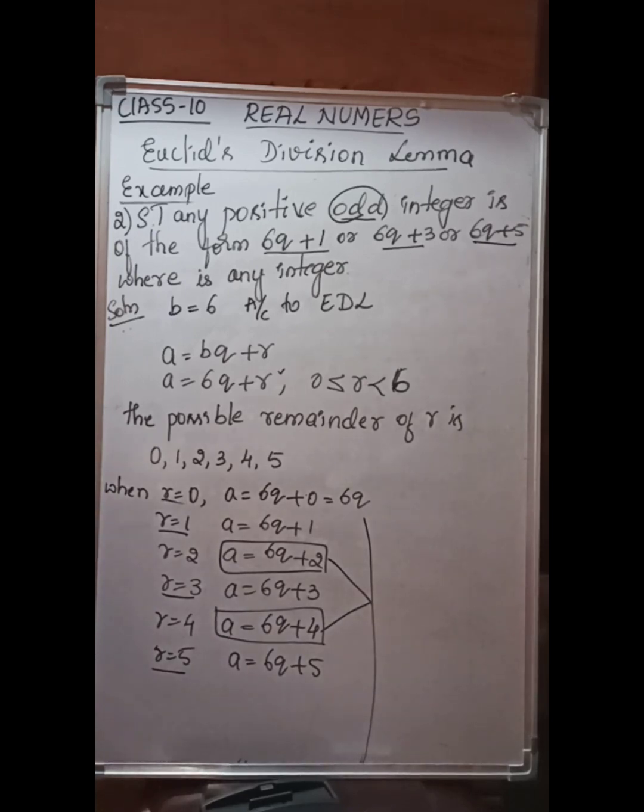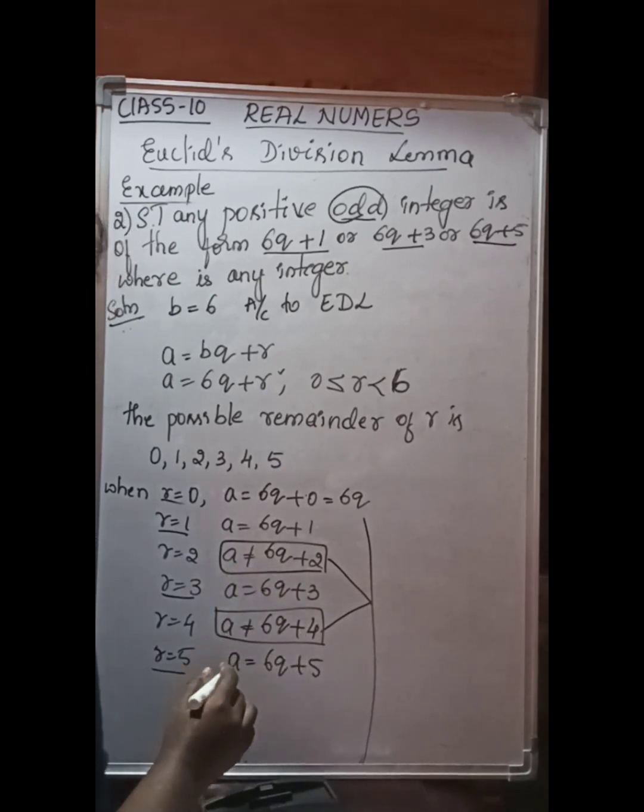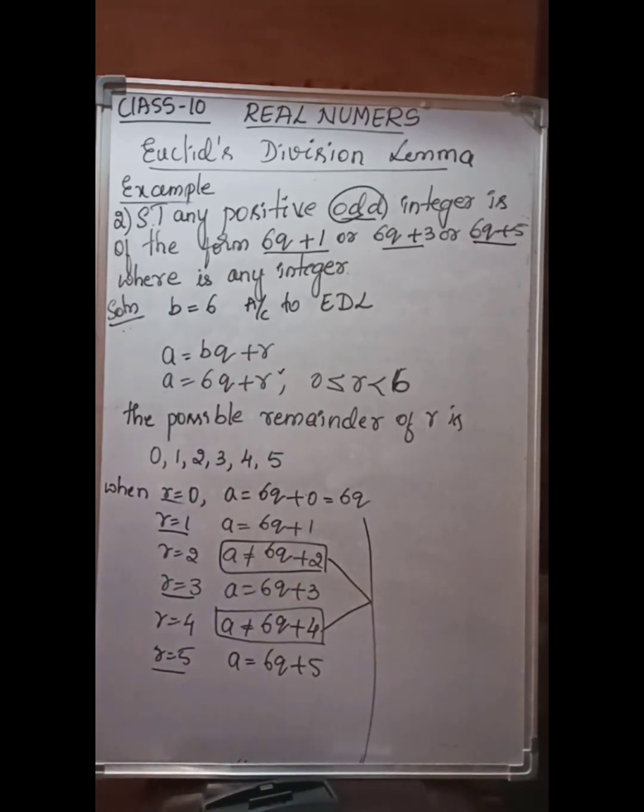So the time a will never be equal to 6q plus 2 and 6q plus 4. If it is not equal, it doesn't exist. Clear? Now let's consider another example.